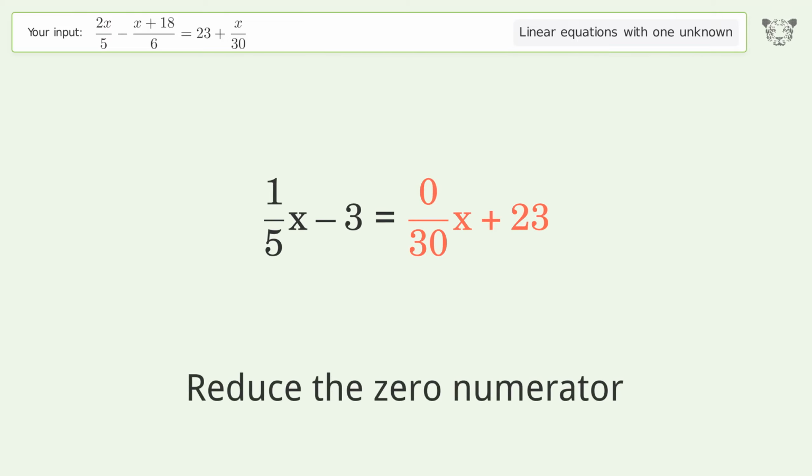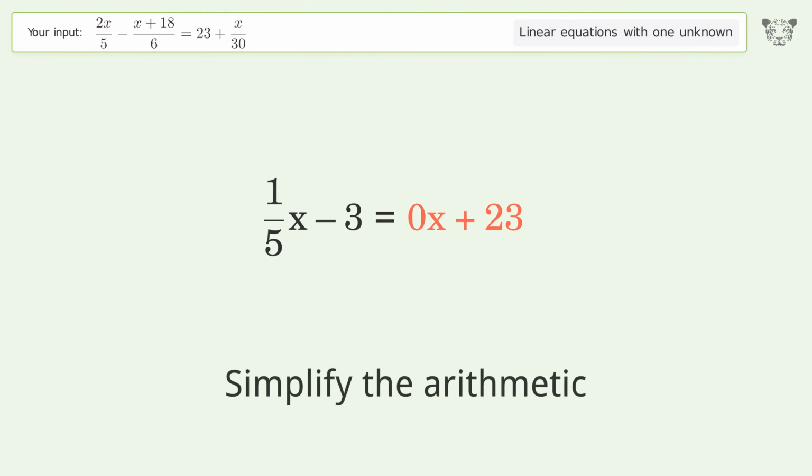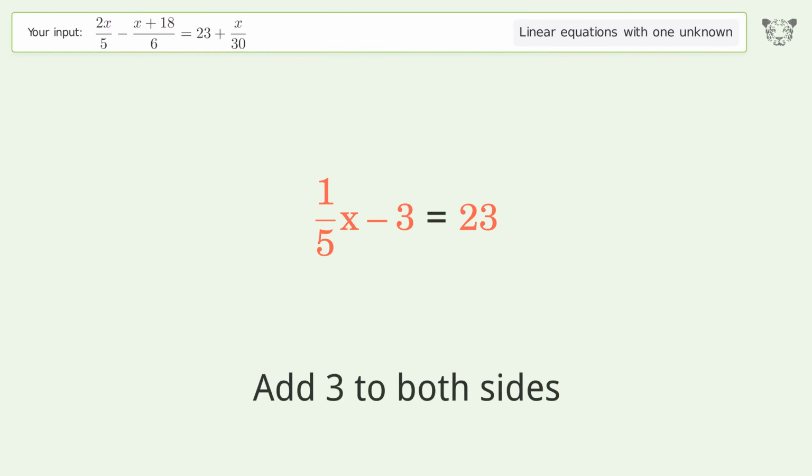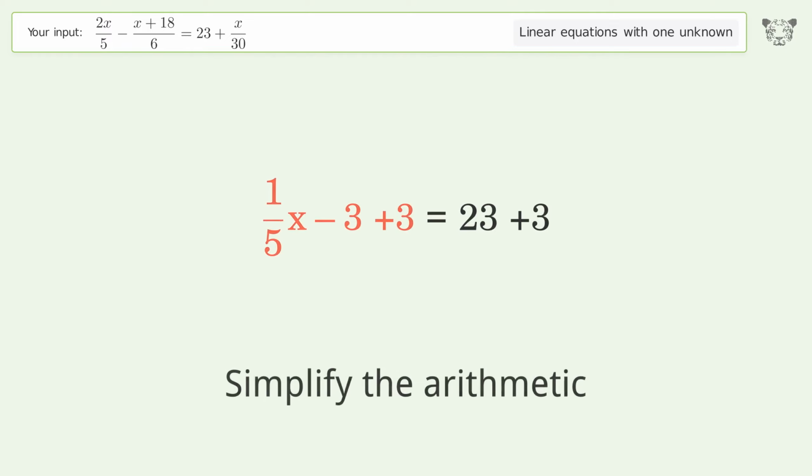Reduce the zero numerator. Simplify the arithmetic. Group all constants on the right side of the equation. Add 3 to both sides. Simplify the arithmetic.